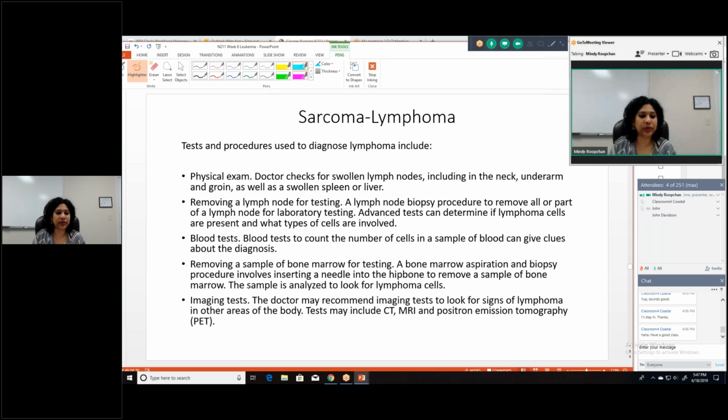So some tests and procedures that we do: always a physical exam, checking for swollen lymph nodes in the neck, underarm, and groin, swollen spleen or liver. They may remove a lymph node for testing. So they'll do a biopsy in the lab just to see what's going on, what types of cells are involved, what's present, what's happening. Blood tests, so we're going to count the number of cells to let us know what the diagnosis is. They may remove a sample of bone marrow for testing again, so bone marrow aspiration and a biopsy, and also imaging tests. They do imaging tests for everything, right? CT, MRI, and PET scan to look for signs of lymphoma in other areas as well.